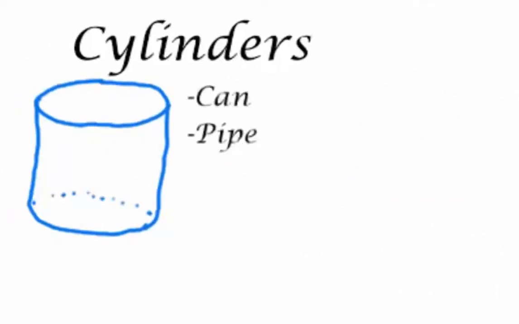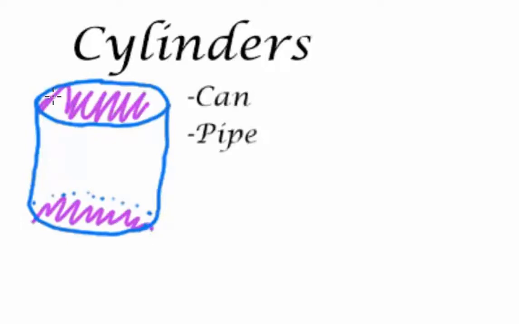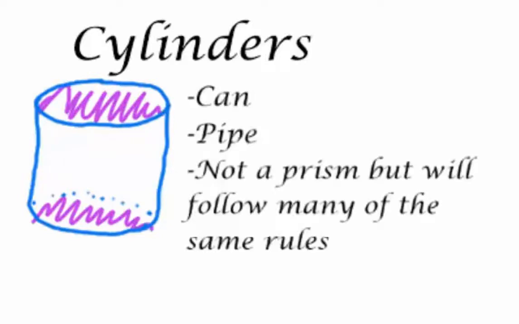Now, a cylinder is very easy for us to think about as we know that cans, pipes, etc. are cylinders. And we know that a cylinder has a circle on the bottom and a circle on the top. But a cylinder is not a prism, but will thankfully follow many of the same rules that prisms do.